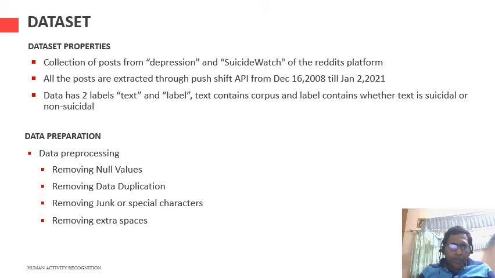Dataset: we collected the dataset from the Reddit platform, from the Suicide Watch section. All the posts were extracted through the Pushshift API from December 2008 till January 2021. Data has two columns, text and label. Text basically contains the corpus, and the label says whether it's suicidal or non-suicidal.